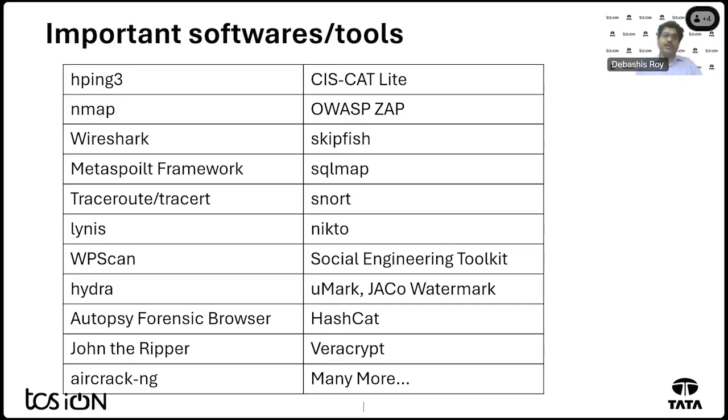Traceroute or tracert to trace the target. Linus is one. WPScan is another one. Hydra can be used for password hacking.